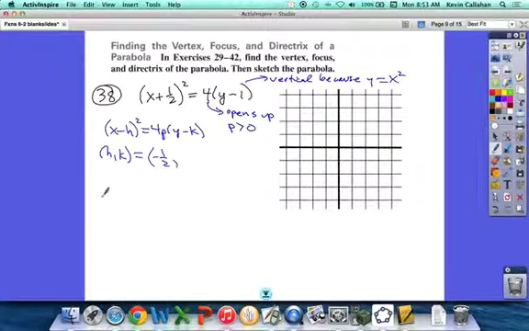Okay, and then what is the k? It's 1, right? Positive 1. Okay, how are we going to tell what the p is? What is the value of 4p? 4p is 4. So make an equation. 4p equals 4, so p equals 1.